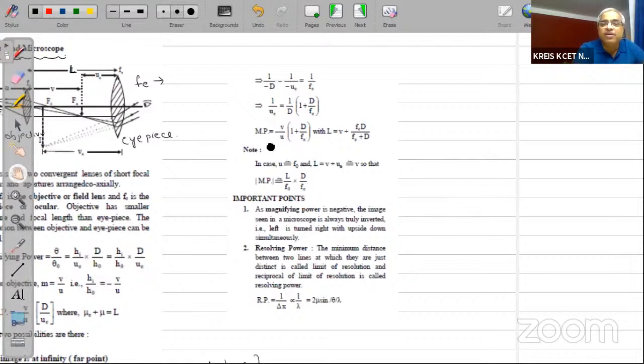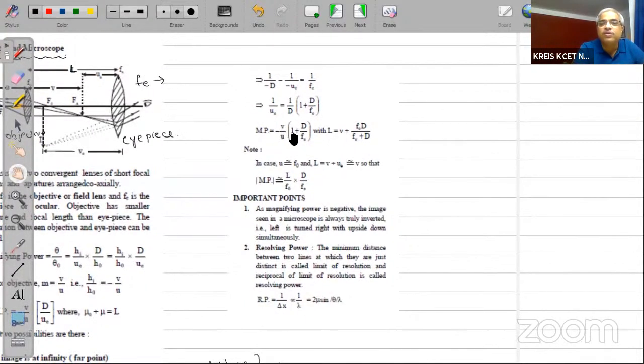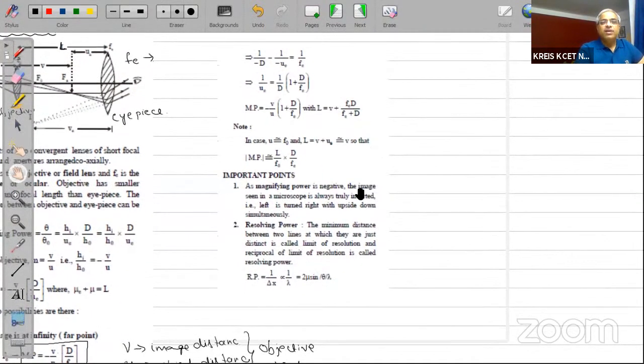So magnifying power now will be equal to minus V by U into 1 plus D by Fe. ನಿಮಗೆ usually ಕೇಳ್ತಾರೆ, if the image is formed at least distance of distinct vision, what is the magnification given by? Use this formula. Use this formula. All right? Okay.